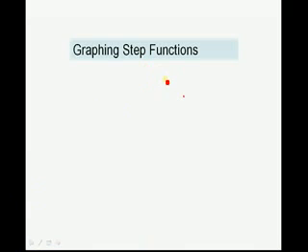We're going to take a look at graphing step functions. We took a look at solving step functions, so now let's take a look at graphing step functions.